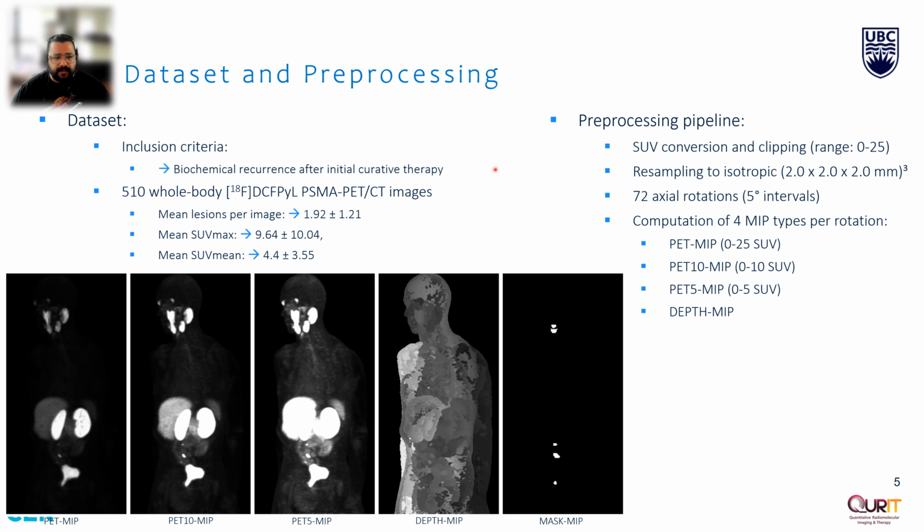All right, so the dataset that we have comprises 510 whole-body PSMA PET/CT images from prostate cancer patients with biochemical recurrence of the disease after the initial therapy. We pre-processed the images, and we computed 4 different types of PET MIPs. 3 of them are regular maximum intensity projections using different values for clipping the voxel intensities, and 1 is a depth MIP, which is similar to the disparity map in general computer vision.